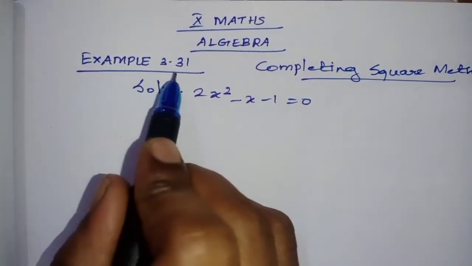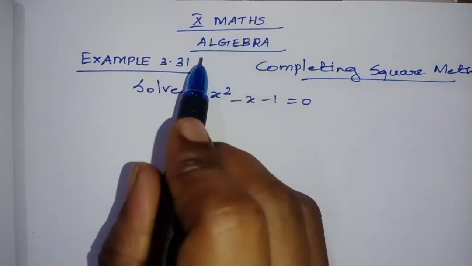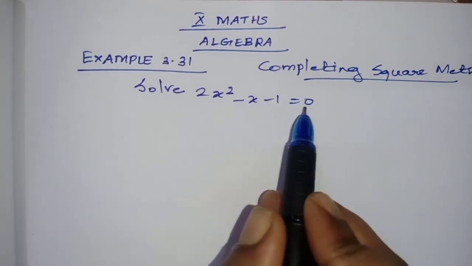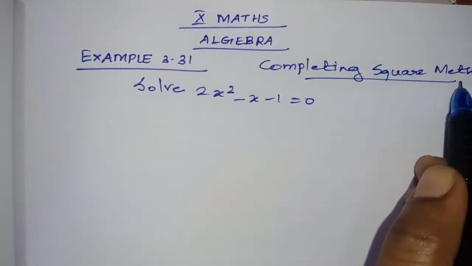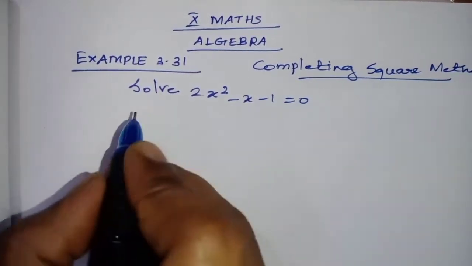In this video, I am going to teach example 3.31 from 10th Samacheer Maths chapter Algebra. Solve 2x square minus x minus 1 equal to 0 by completing square method. Okay, so here we are using completing square method. So we should follow the steps.